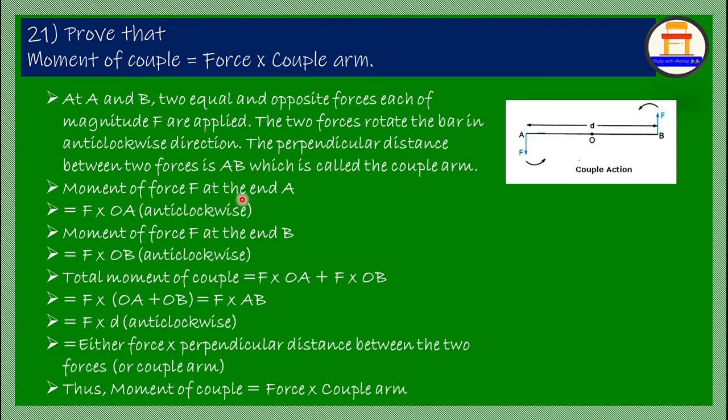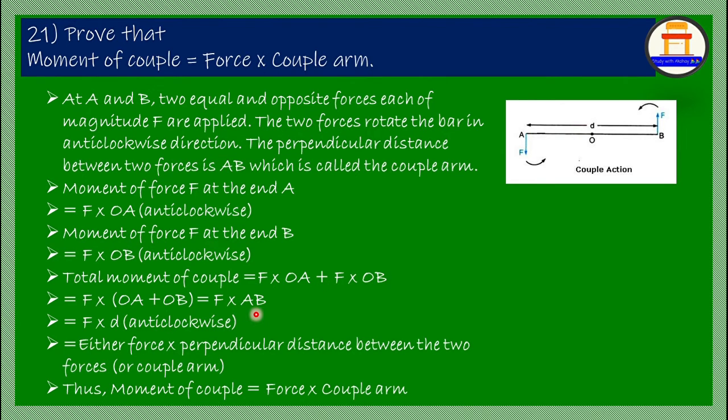Moment of force at end A is F into OA, that is anti-clockwise. F into OA, this is the moment of force over here. Moment of force at B will be F into OB. Both are in anti-clockwise direction. So OA plus OB is nothing but AB, right? F into AB. Then we take F as common over here. With this equation, we are taking F as common. OA plus OB, that is nothing but AB.